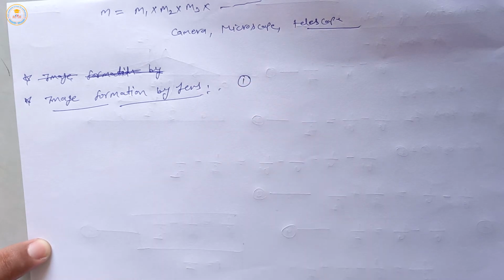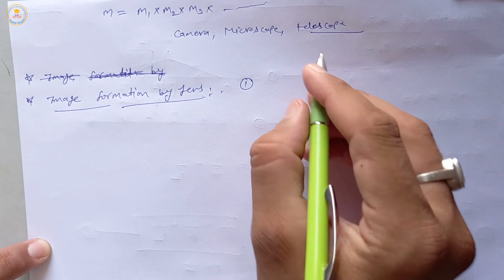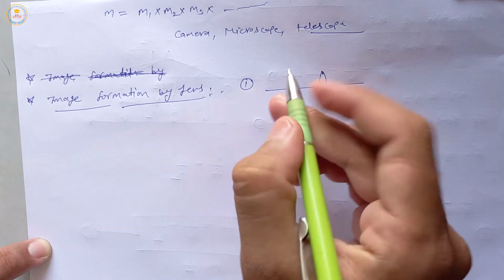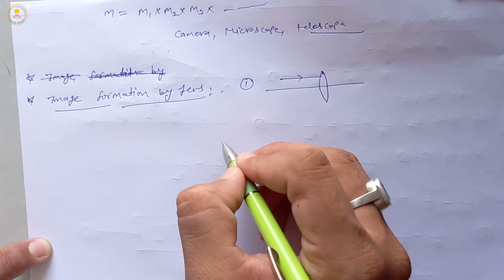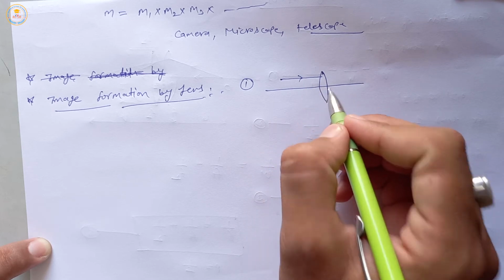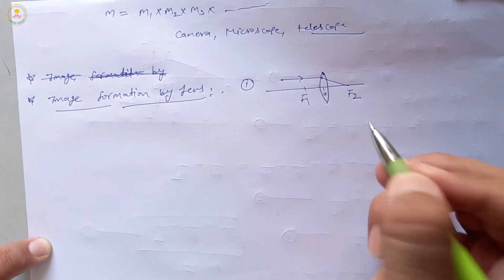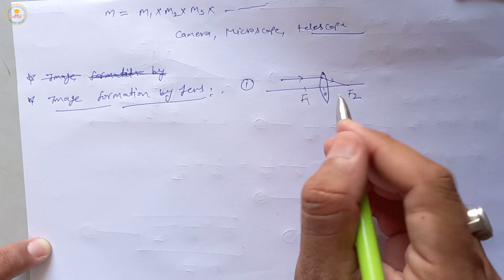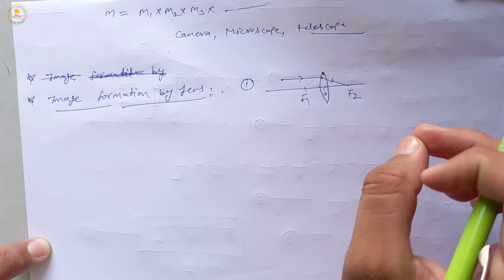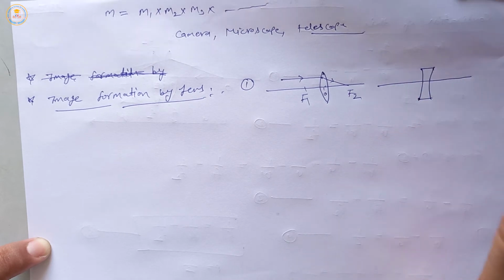So the first rule is for rays emerging from the object. When rays are incident parallel to the principal axis, suppose this is the principal axis of the convex lens, after refraction through the lens, this ray passes through the second focus point. Suppose this is the second focus point f2, this is the first focus point f1, this is the optical center O. Then after refraction, this ray passes through the second focus point, or for a concave lens appears to come from the first focus point.